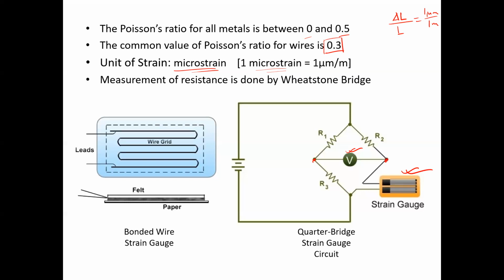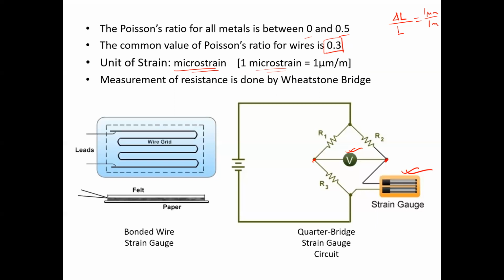So for some known amount of pressure or force, if the corresponding changes in voltages are measured, then a scale can be calibrated. So whenever any unknown force or stress is applied, then with respect to that scale, the unknown force or strain or pressure can be predicted.